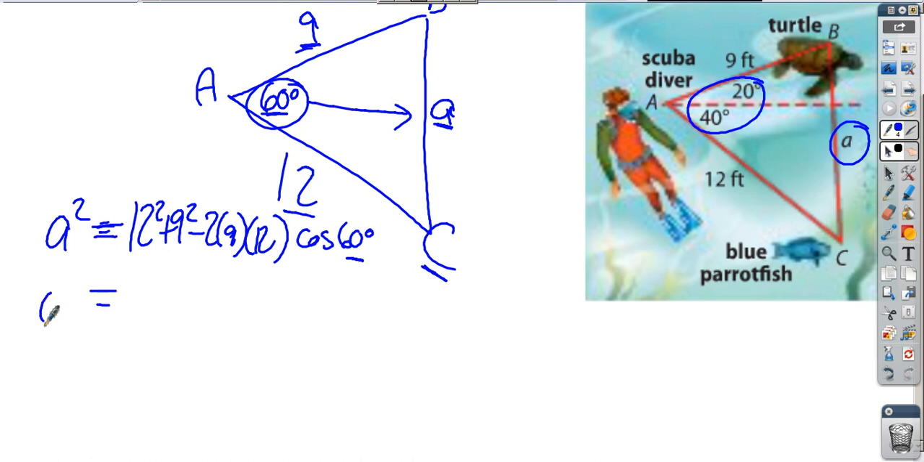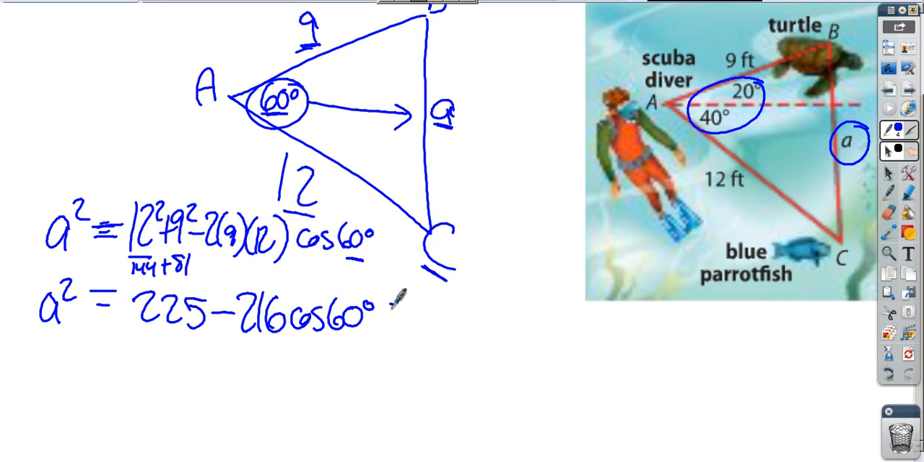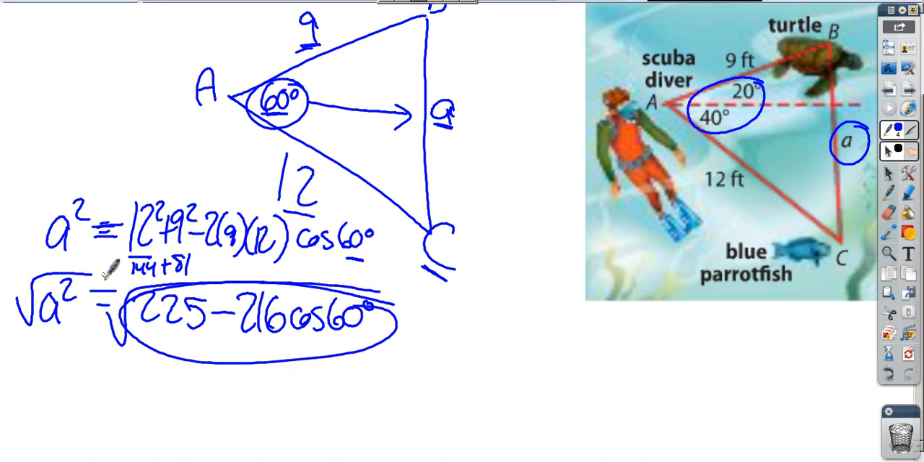Okay, let's simplify this. So, yeah, this one is actually easy because there's nothing to solve. You just have to add these together. So 144 plus 9 squared is 81, so that's 225. Minus 2 times 9 times 12 would be 216 cos 60. And this right here is going to be A squared, and then we need to square root it to find A. And that's all they want us to do.